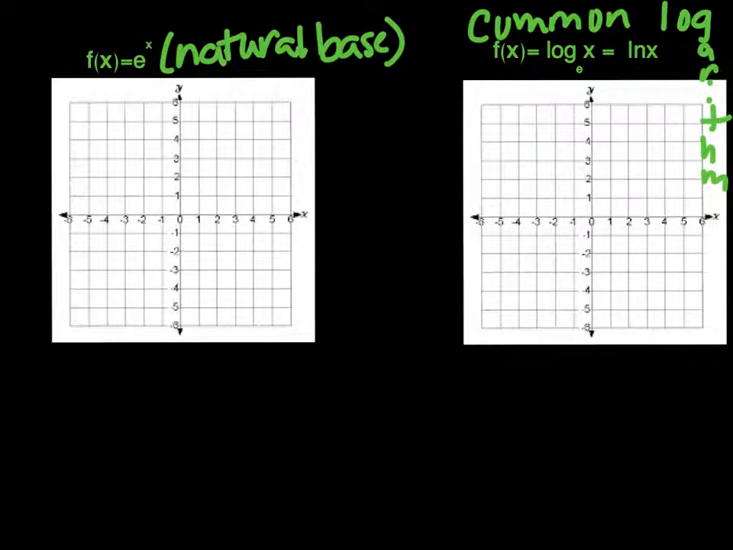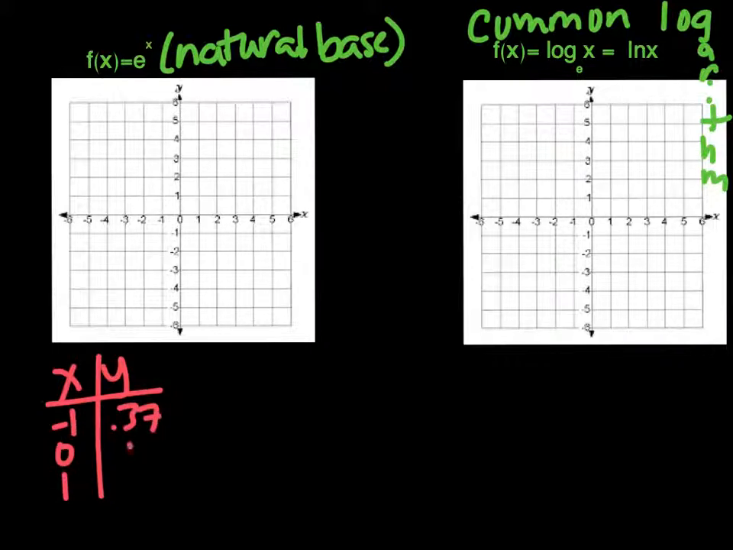Okay, so if we graph e to the x, we did this in 3.1, negative 1, 0, 1. So 0.37, 1, 2.7. This is what you're supposed to have memorized. Negative 1, 0.37, 0, 1, 1, 2.7. Graph it, asymptote.